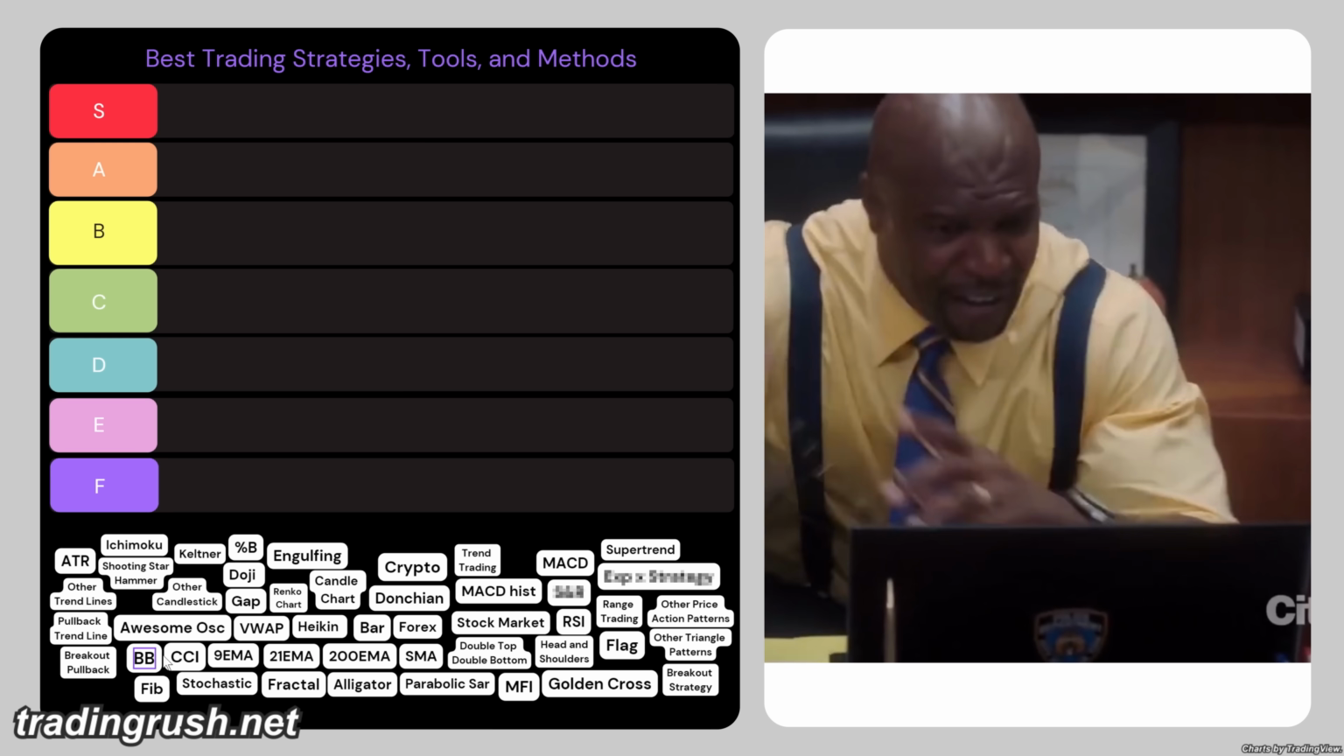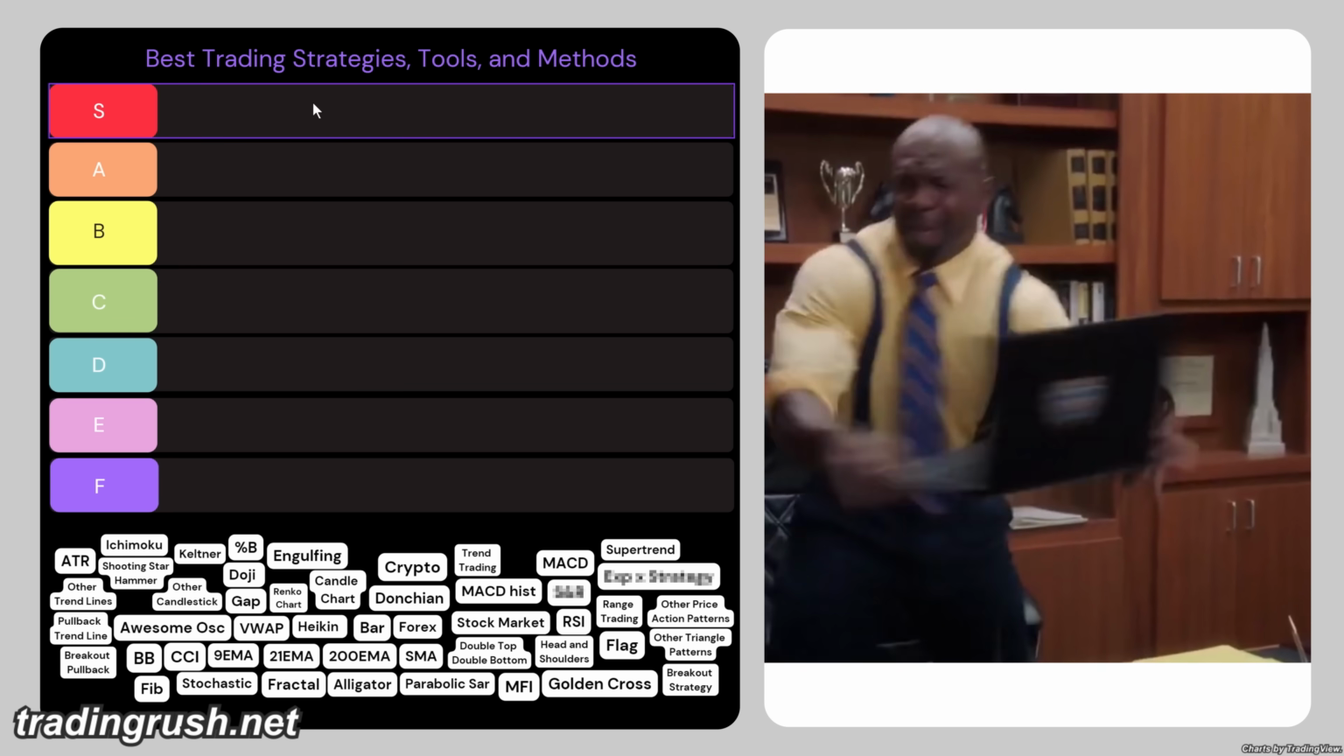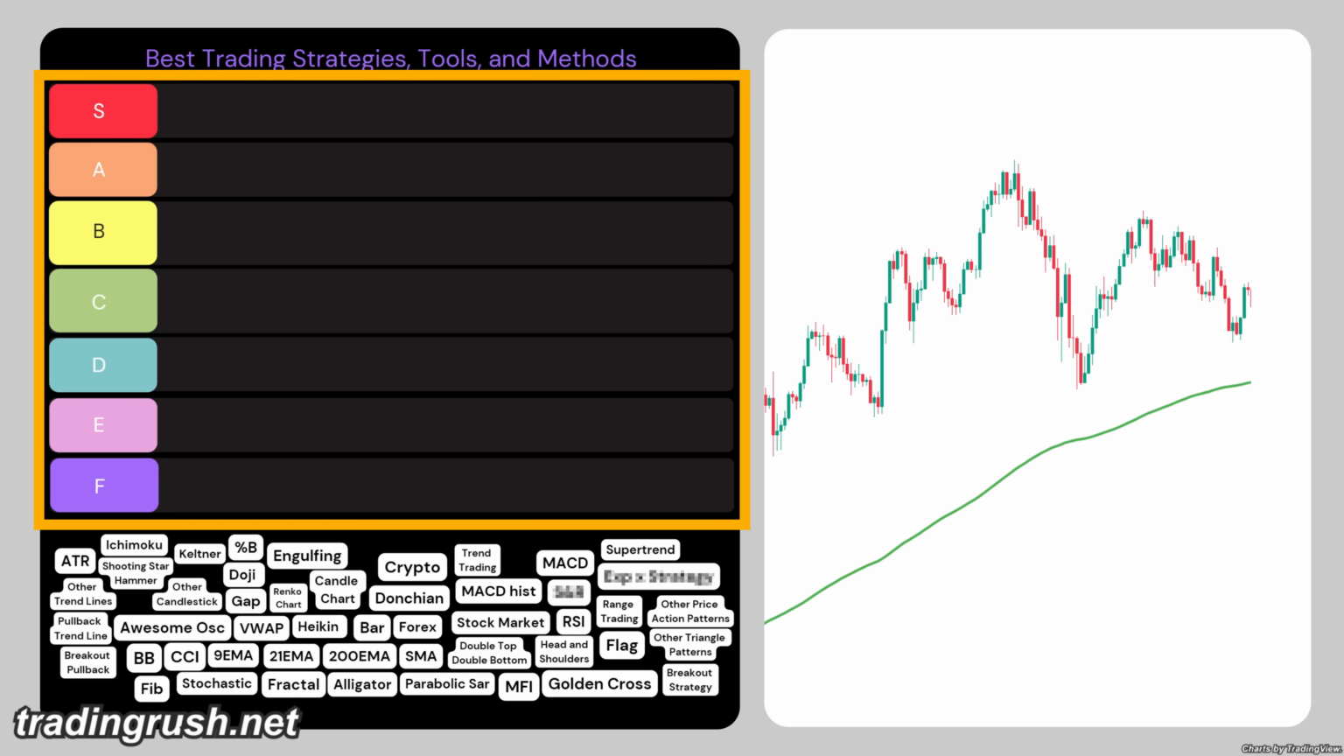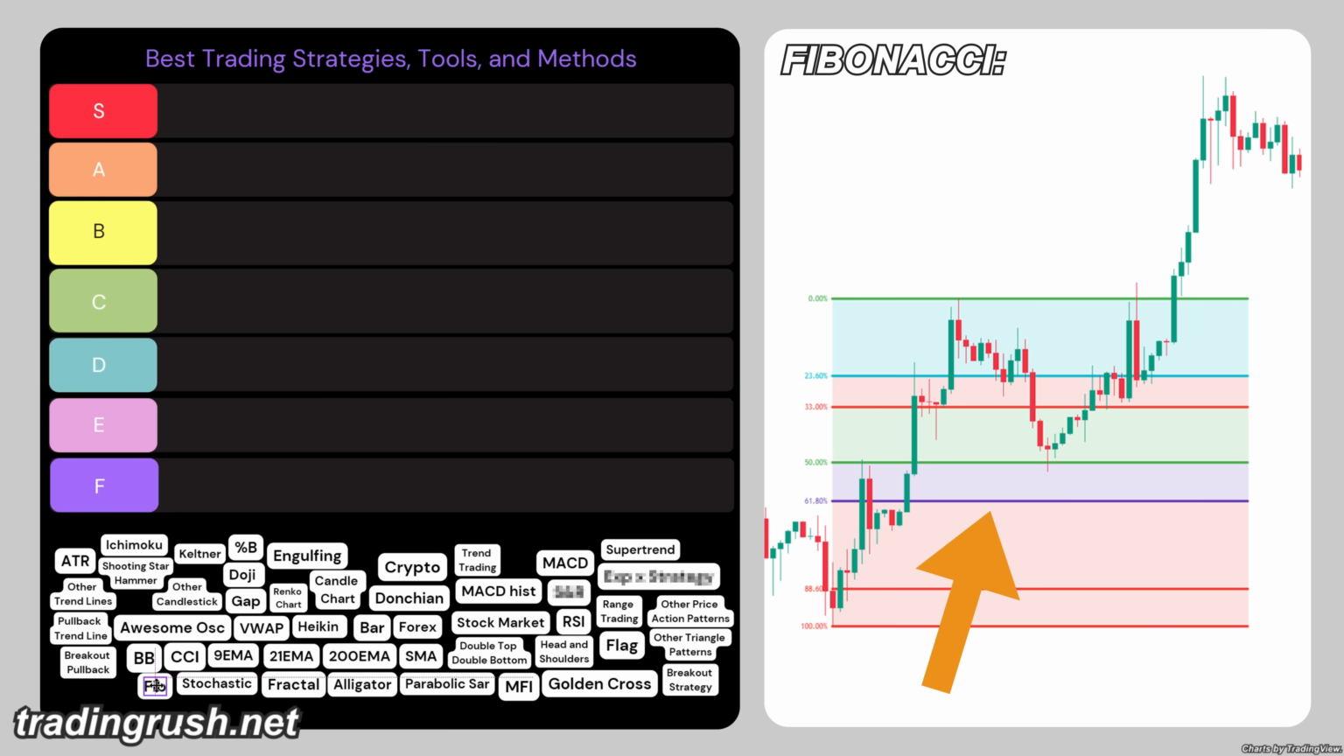Please remember not to get offended if I say your favorite strategy is trash. Everything I'm going to say is based on my 10,000 hours of live trading experience and is what I actually found throughout the years. Everyone's trading journey will be unique. This is a tier list. Strategies I'm going to put near the top of the list are good and near the bottom of the list are bad. Let's start with the Fibonacci strategy.